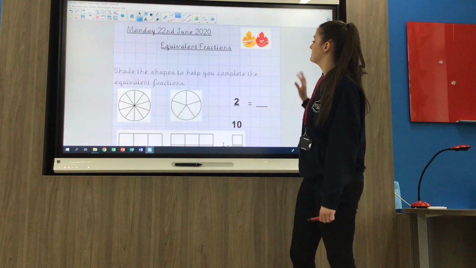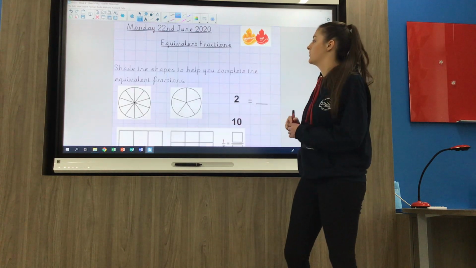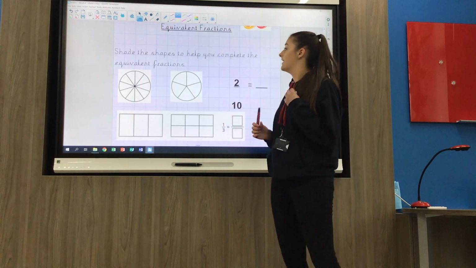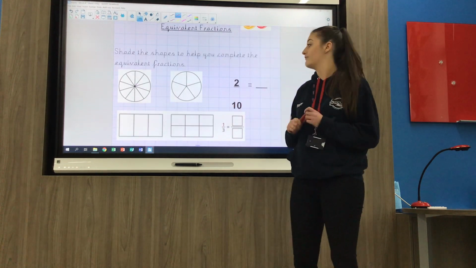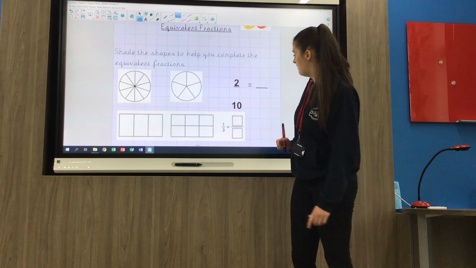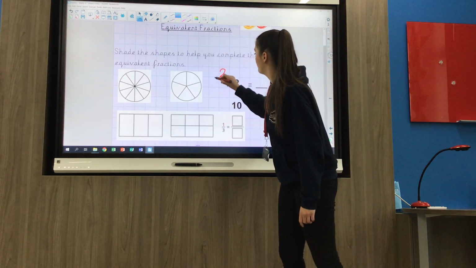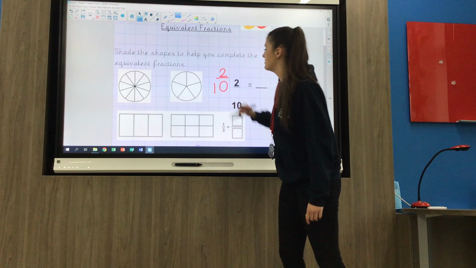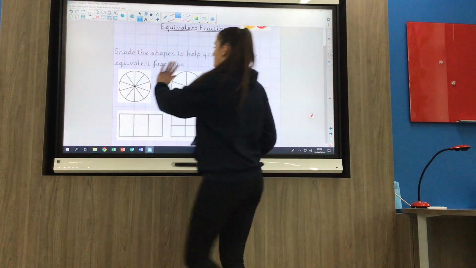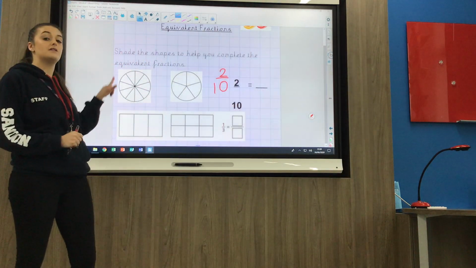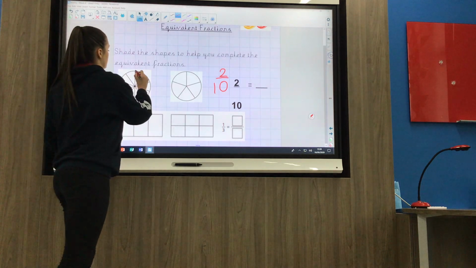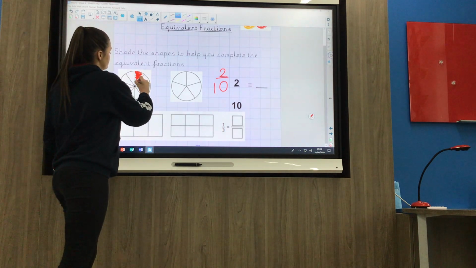So let's have a look at some medium and hot questions. It's asking you to shade the shapes to help you find equivalent fractions. So I've got a fraction here, it's a bit split up. The fraction it's asking me to shade first is 2 tenths. Now I know it's going to be this one because this circle has been split into 10 equal parts. So I'm going to shade 1, 2.